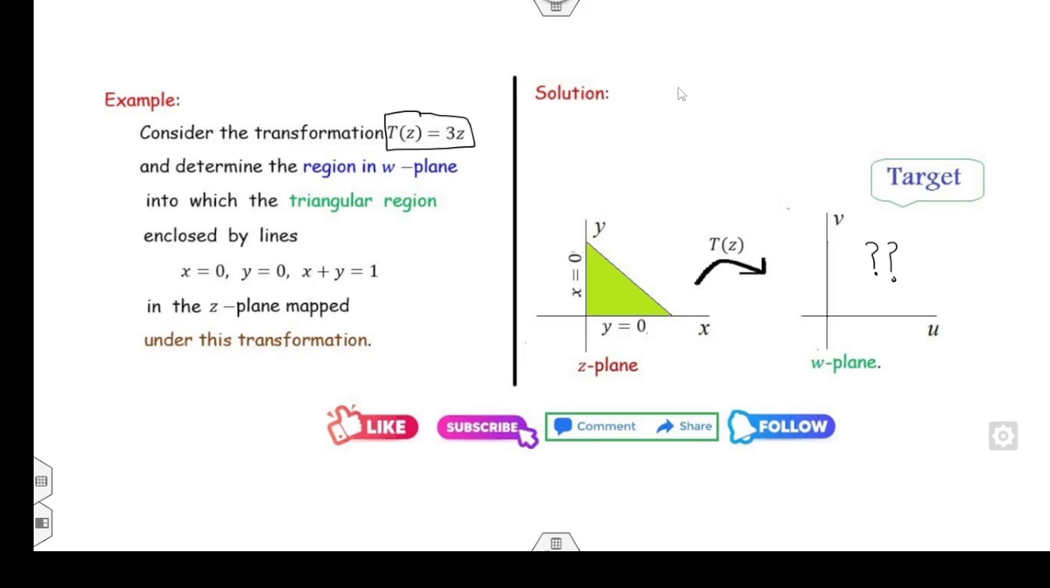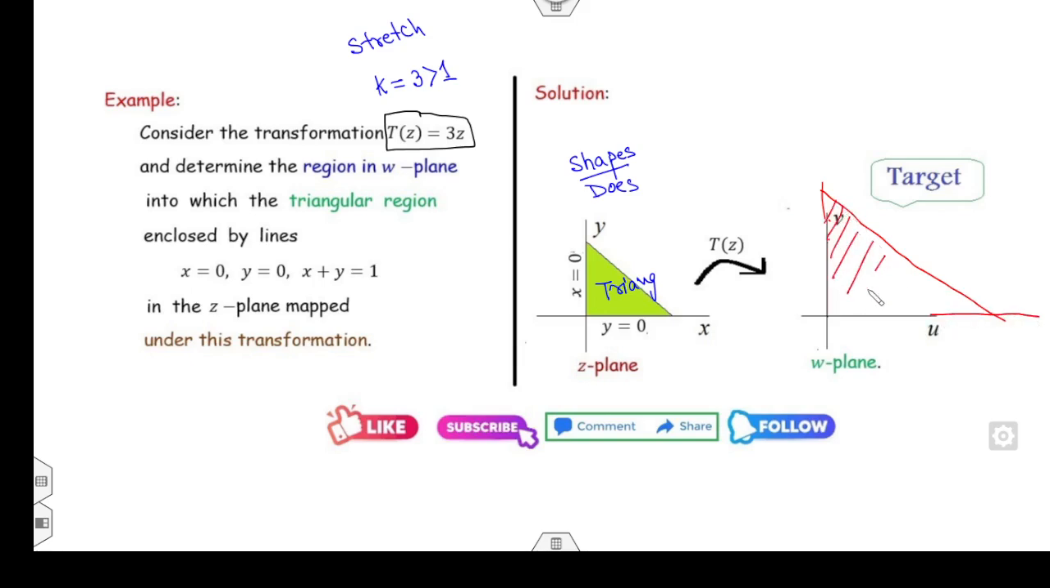First of all, as I mentioned, the shape of the graph does not change. That means if this is a triangle, the image region is also a triangle. And what is the value of K? K is greater than 1. So that means it will stretch the region. Therefore, if my region is here, then the answer could be like here. It will be stretching 3 times. So that is what I expect as the output of this region.